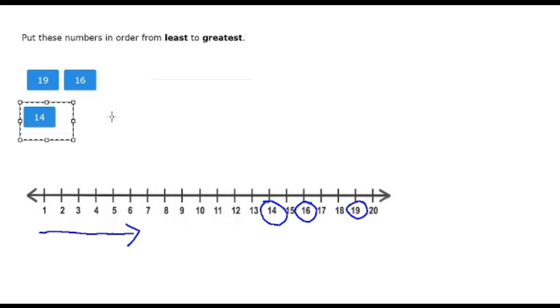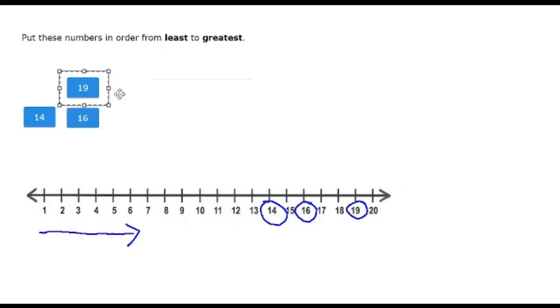So we know 14 comes first. So then 16 is the one that comes next. So we know that one is going to be next. So let's move that in order. Then 19 comes next. So let's go and pick that one up and put it last because that one is the greatest. And that's the answer to this problem.